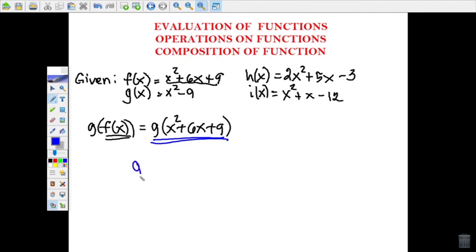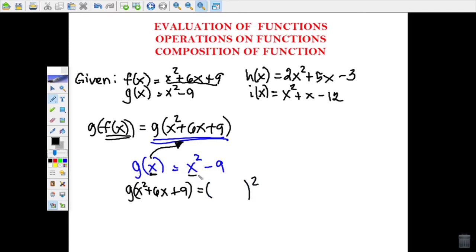Eh ano ba si g of x? Take note that g of x is equal to x squared minus 9. Okay? So ang gagawin natin, palitan natin yung nasa loob nito, x squared plus 6x plus 9. So therefore, yung may squared, si x, papalitan natin ng ganito: x squared plus 6x plus 9, then minus 9. Since this is a square of trinomial, I hope na kabisado nyo yan, no, grade 8 kayo.